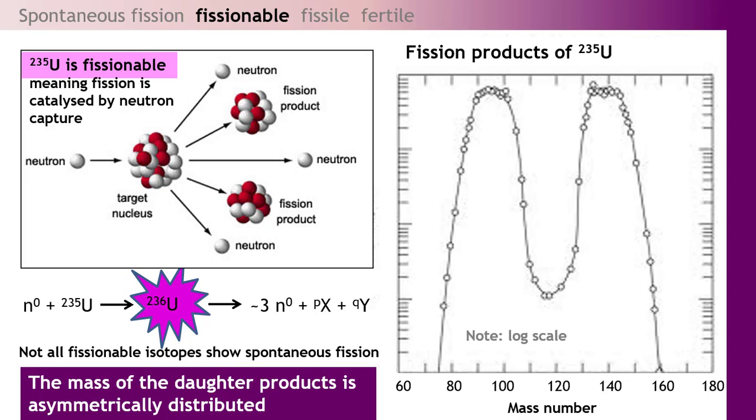But the fracture is not random, and it is not symmetric. It always splits the atom into just two products, and it is always an asymmetric cleavage, with one daughter having a mass of about 90 and the other about 140 atomic mass units.